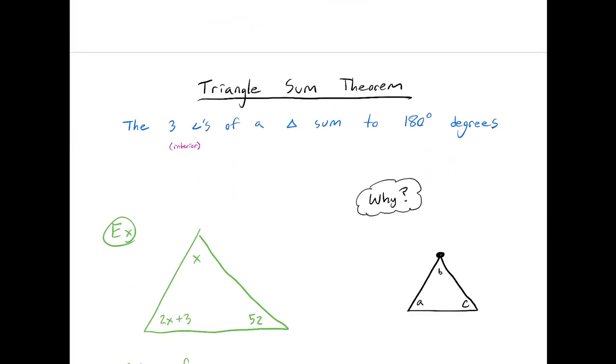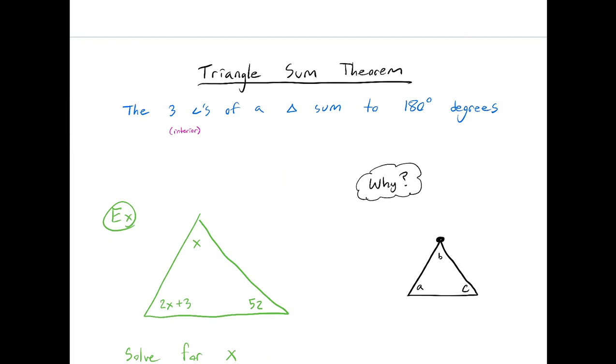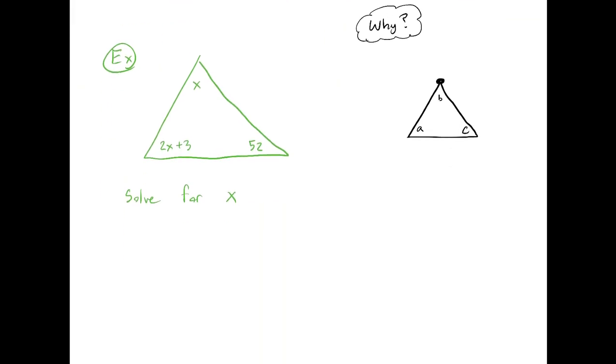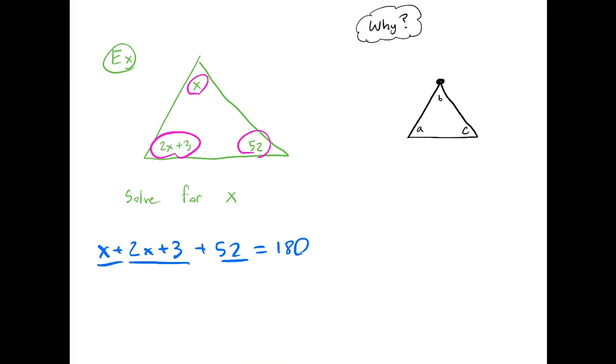All right, so the Triangle Sum Theorem: the three angles of a triangle sum to 180 degrees. Notice I added the word interior because we're talking about the interior angles. So we could do a quick problem here, where we simply look at these x's and numbers. Solve for x. Well, this angle plus this angle plus this add up to 180. So let's write that. We have x plus 2x plus 3 plus 52 equals 180. So the three angles there add up to 180. And then we just go ahead and solve.